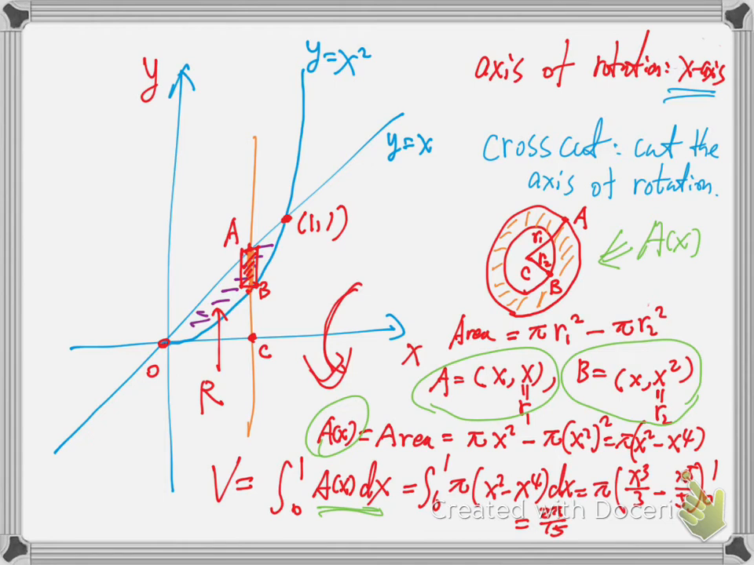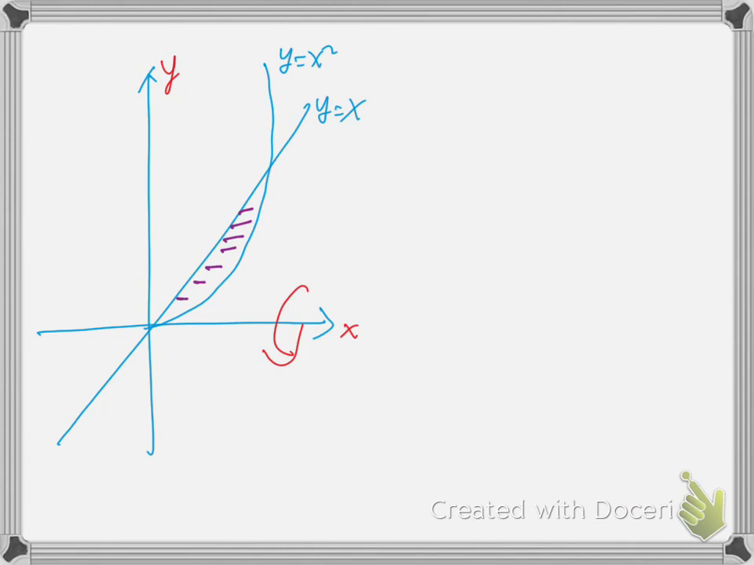Now the second method, we will cut parallel to the axis of rotation. The axis of rotation is still the same, the x-axis. Now we want to cut horizontally. We are not going to cut the x-axis, we will cut the y-axis. This second method is called cylinder shell in section 5.3.